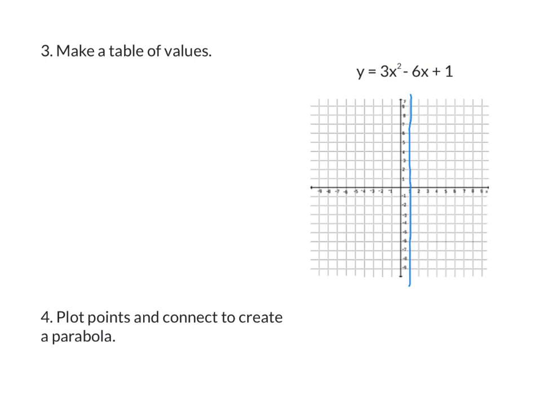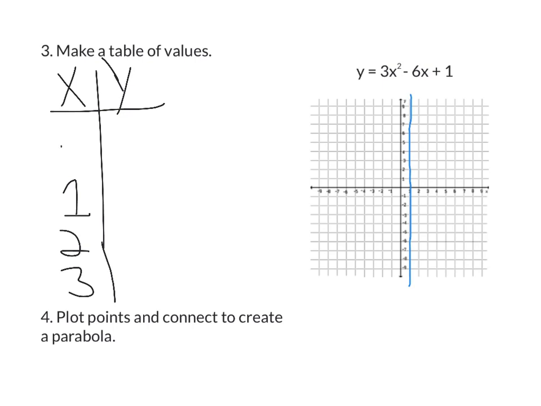The next step in graphing our quadratic function is to make a table of values. When I make my table of values, I'm going to choose values of x to plug in to find my y value. I always put my axis of symmetry in the center of my table for my x values. So I got 1 for my axis of symmetry, and then I'm going to pick 2 values that fall to the left and right of 1 on the x-axis. So I'm going to pick 2 and 3, and also 0 and negative 1.